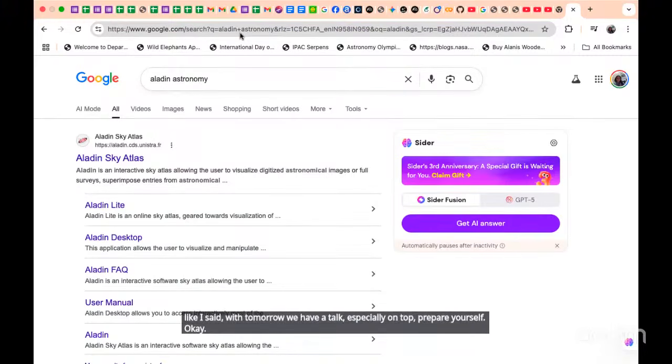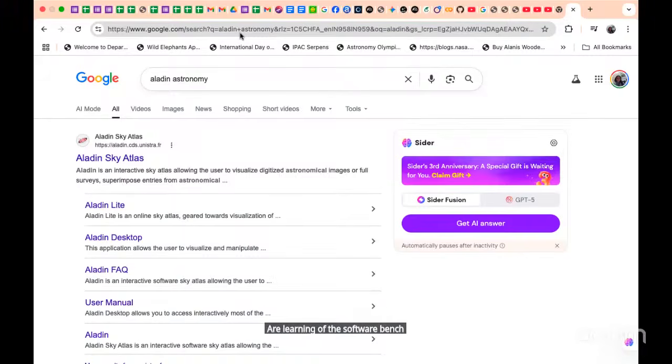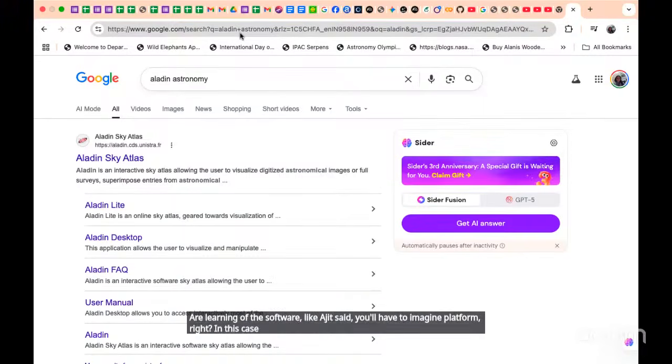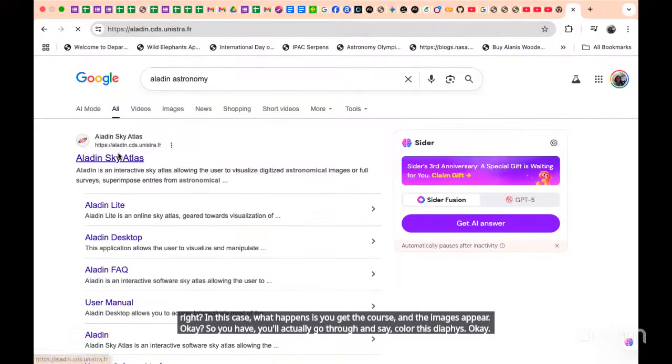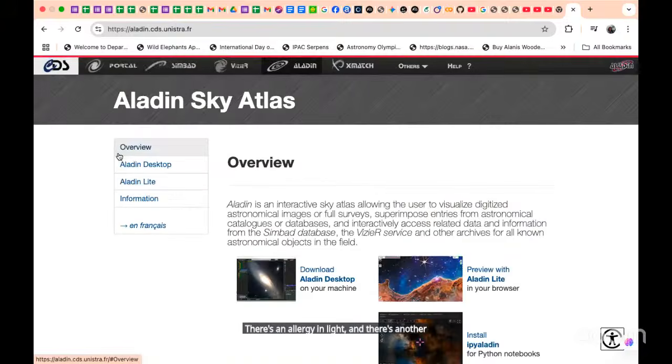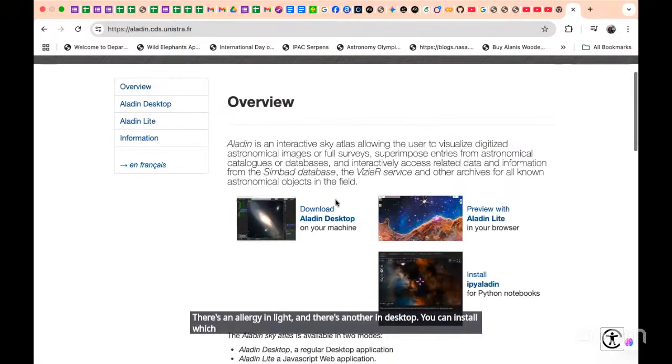The other software which we would like you to install is Aladin. Aladin is a software which, like Ajit said, is like a magic lamp and the genie appears. In this case, what happens is you give the code and the images appear. You'll actually go to Aladin's address. There's an Aladin Lite and there's an Aladin desktop. You can install whichever one you want. Again, this is Java based, so it doesn't make a difference what OS you are working on. It will work.